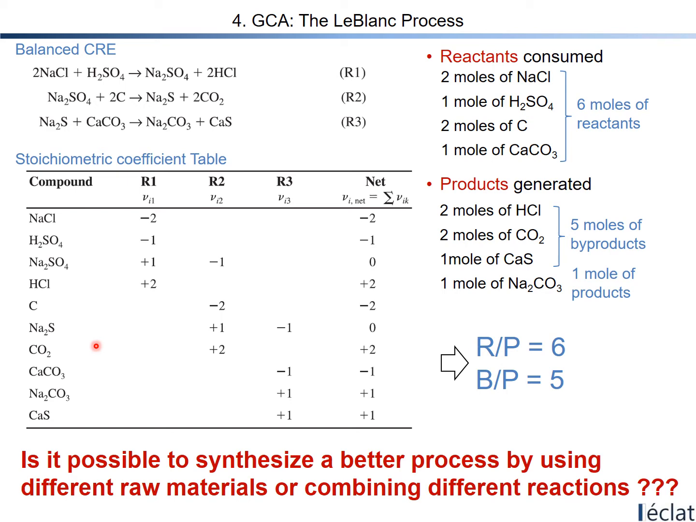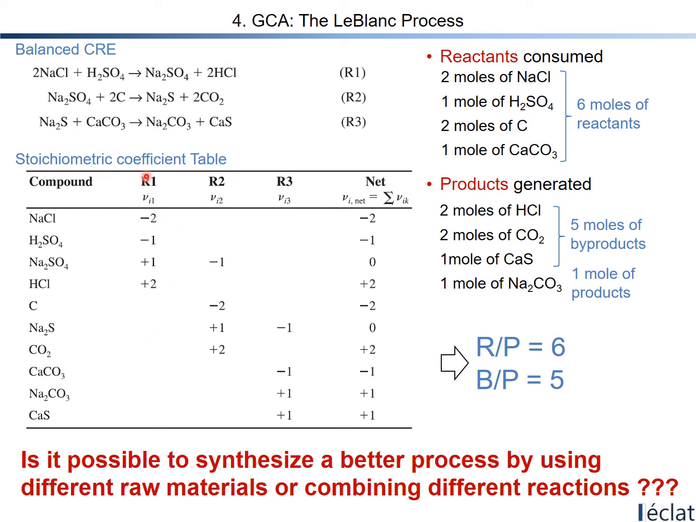On the first row, list the reactions. So R1, R2, and R3. Then in the main body of this table, put the stoichiometric coefficients. For example, sodium chloride of R1 is -2. Sulfuric acid of R1 is -1, like that. Sodium sulfate +1, HCl +2. That's it for reaction 1.